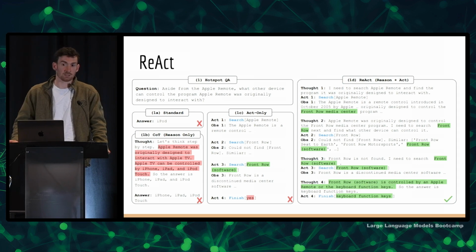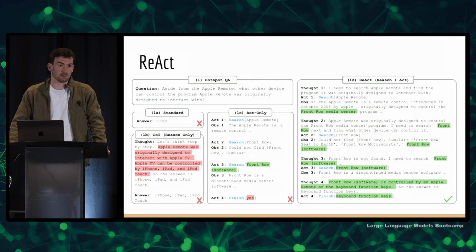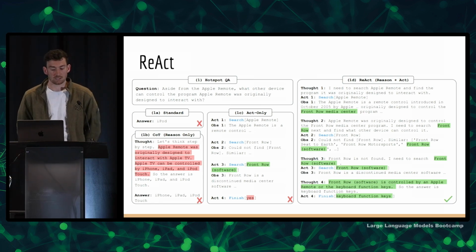The issue is it still only knows what is actually present in the data that the language model was trained on. So there's another technique that came out, which is basically action only, where you give it access to different tools. In this case, I think all the examples in this picture are of search, but in the paper it had search and then look up. You can see here that the language model outputs search Apple Remote. It looks up Apple Remote. It gets back an observation. It then does search Front Row, finds that. So that's an instance of it recovering from an error. And then it does search Front Row software, finds an answer, and then finishes.